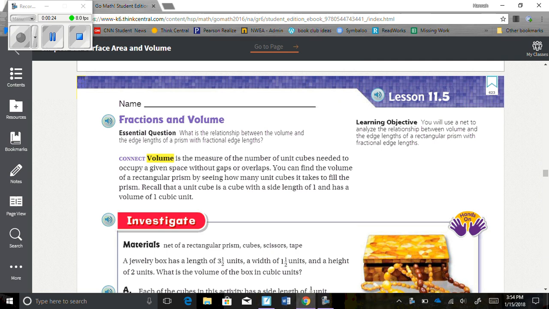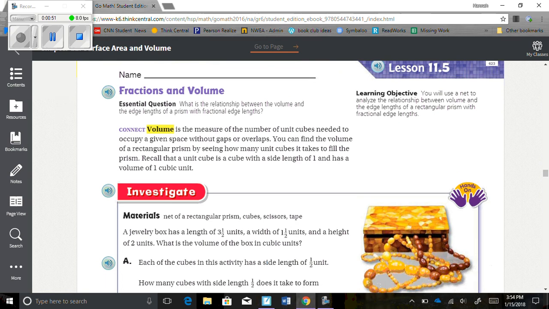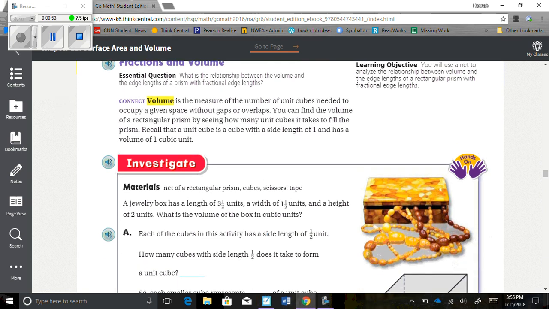Volume is the measure of number of unit cubes needed to occupy a given space without gaps or overlaps. You can find the volume of a rectangular prism by saying how many unit cubes it takes to fill the prism. So basically volume is how many cubes will fit inside of that shape with no spaces left and no overlapping cubes. Recall that a unit cube is a cube with a side length of 1 and has a volume of 1 cubic unit.